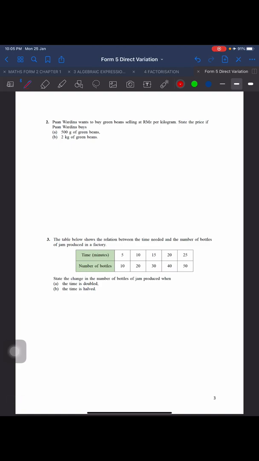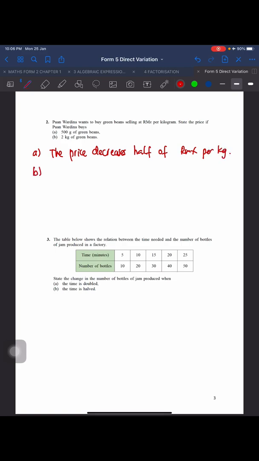Next, number 2. Puan Wardina wants to buy green beans selling at RMX per kilogram. State the price if Puan Wardina buys 500 gram of green beans. We know that RMX is for 1 kilogram, so 500 gram is actually half of 1 kilogram. So what happened to the price? The price decreases to half of RMX per kilogram.